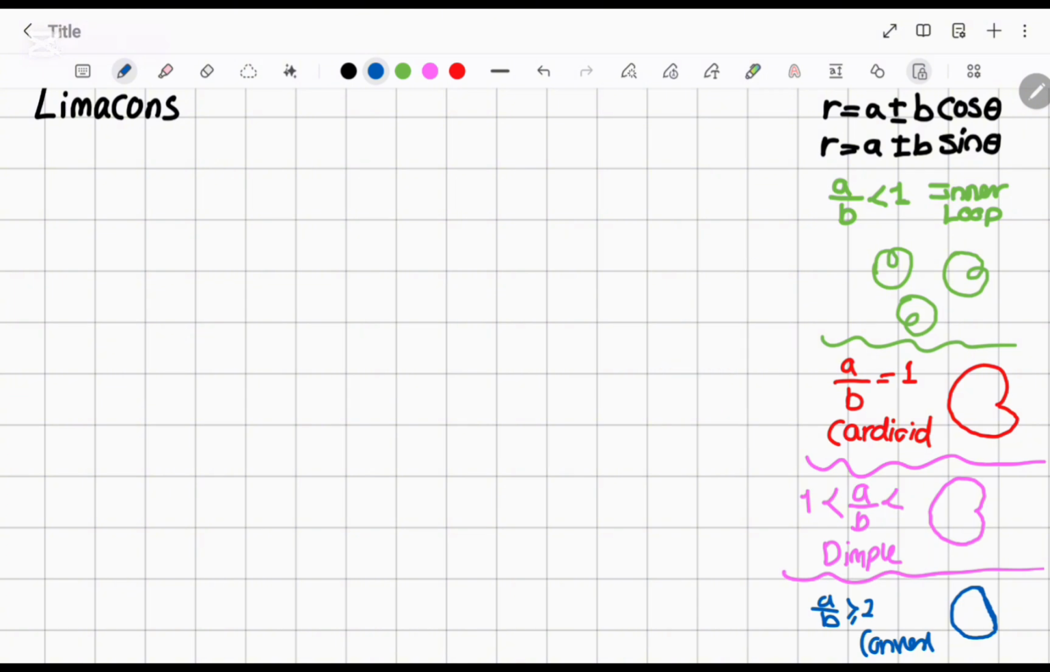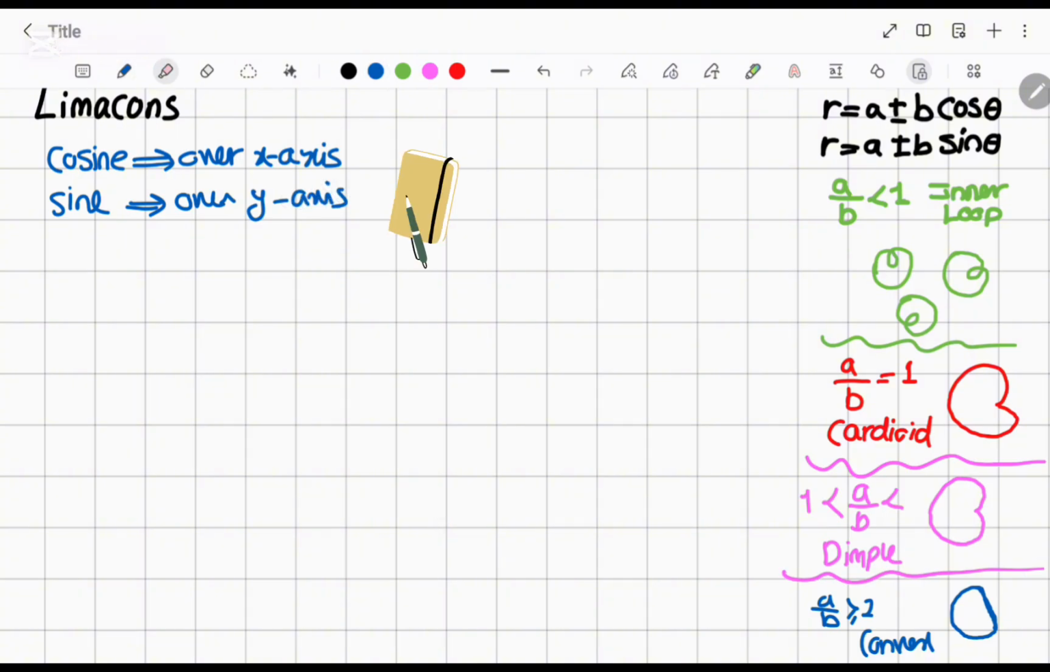Something that you should have in mind is that if you are graphing cosine, it is going to get reflected over the x-axis, and if you're graphing sine, it is getting reflected over the y-axis. Have this in mind. This is going to be really helpful in graphing. So I'm going to start with my first example: r equals 2 minus 2 cosine theta.